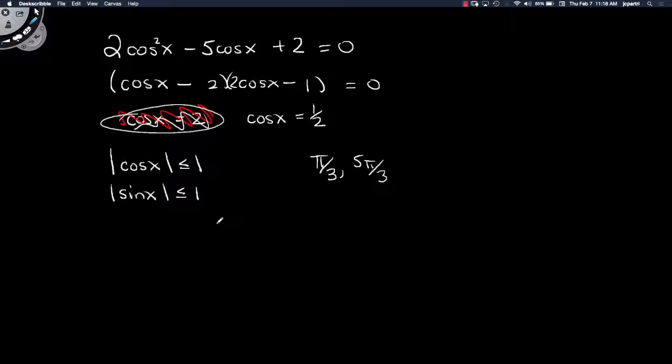Tangent can't equal pi over 2, or the theta can't be pi over 2, because that would be a vertical asymptote. Yep. Okay.